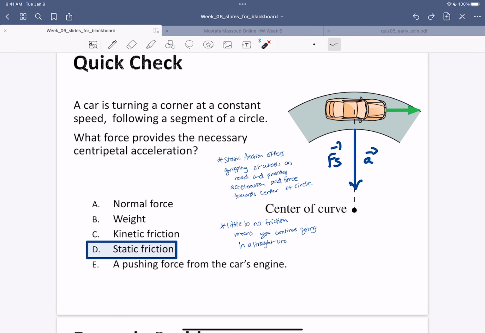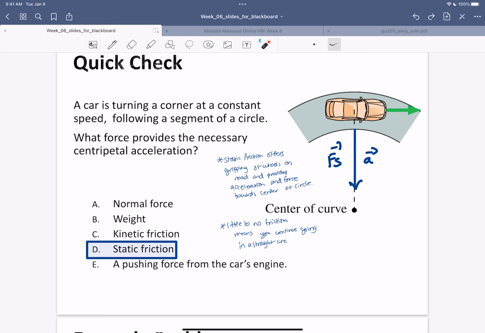With a car, it'll almost always never be kinetic friction, because kinetic friction is when an object is sliding across the surface. Since static friction force, like we said, is a grip type force, if you have ice on the road, for example, you lose that grip.